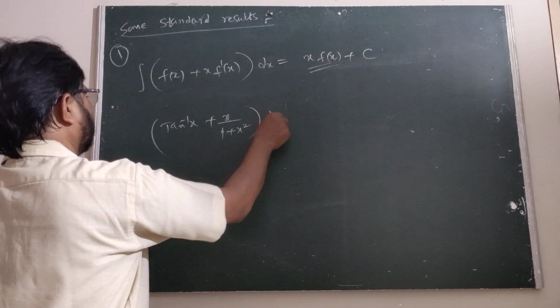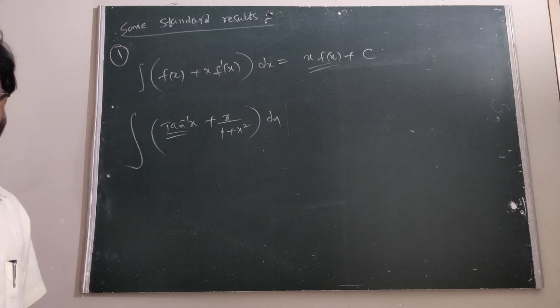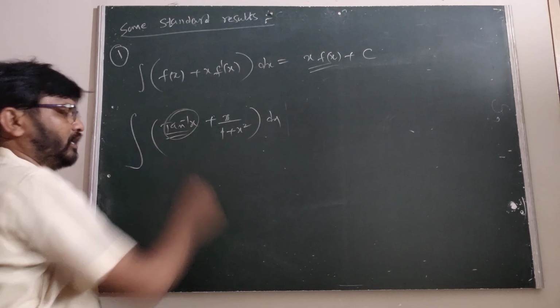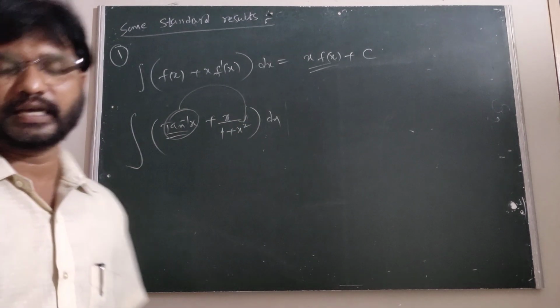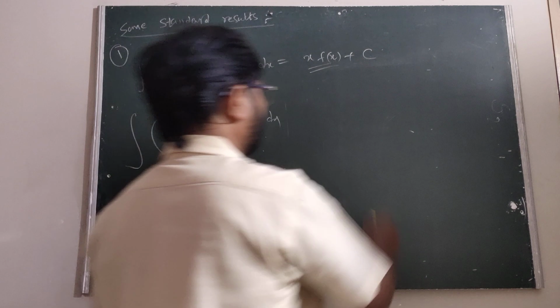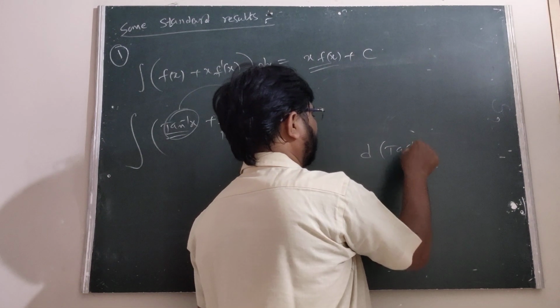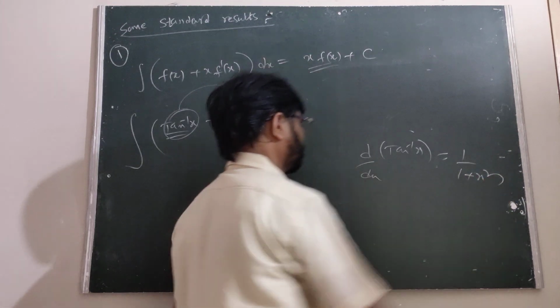How to solve this one? Here, tan inverse x is the f of x. We know that the derivative of tan inverse x with respect to x is 1 upon 1 plus x square.